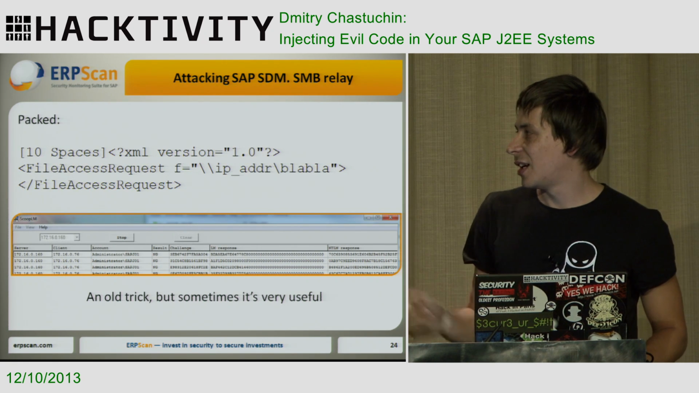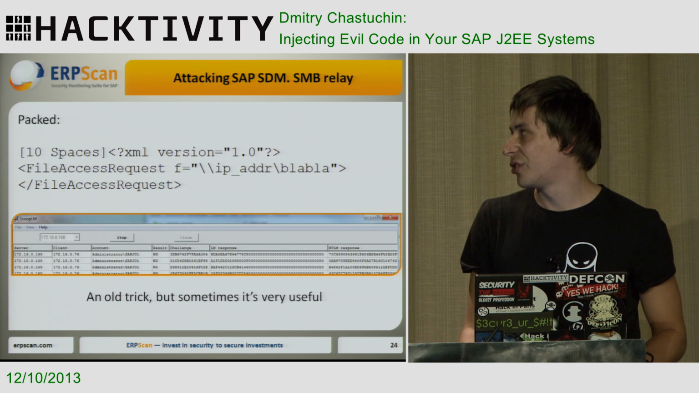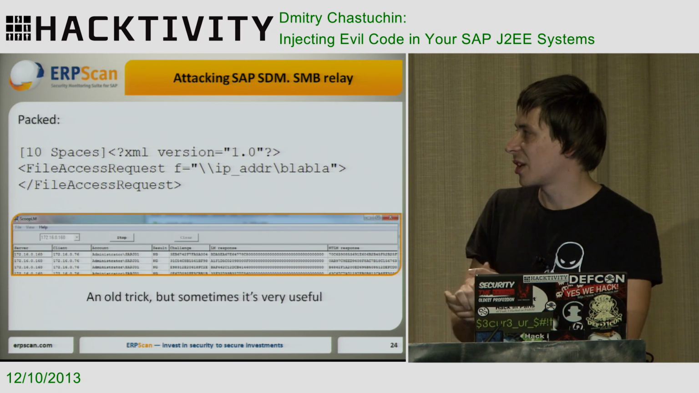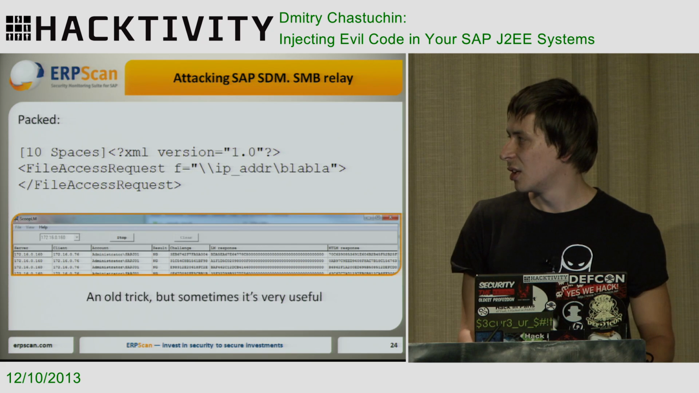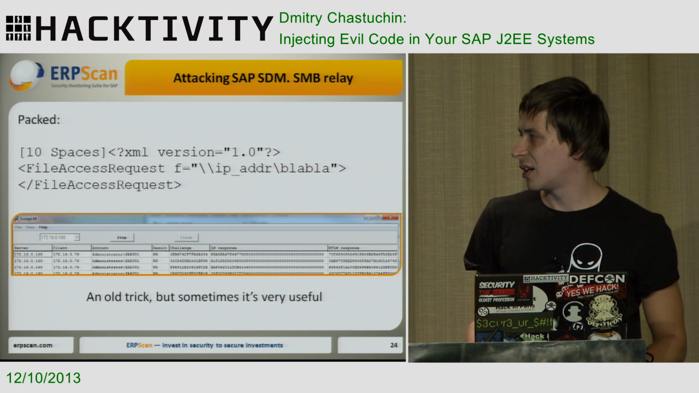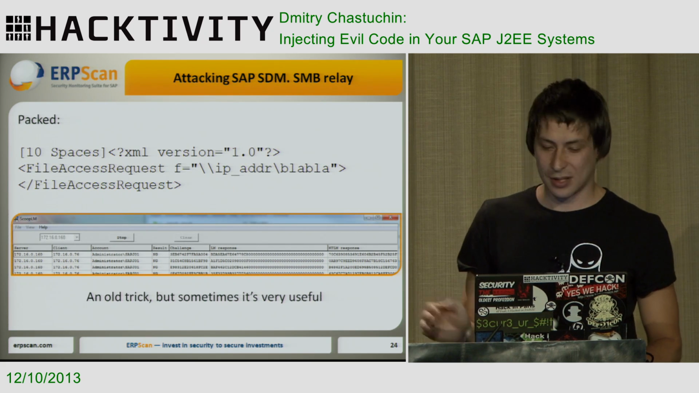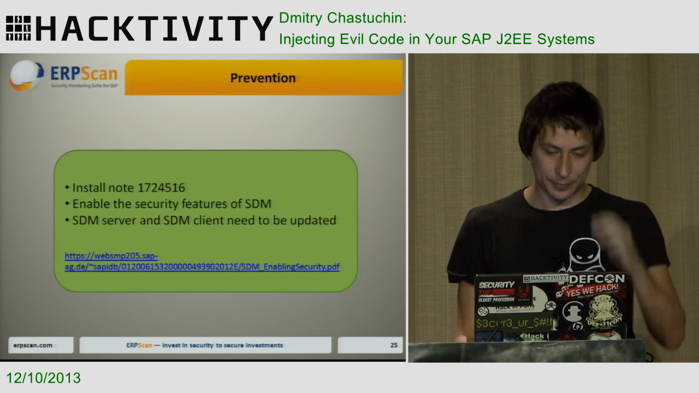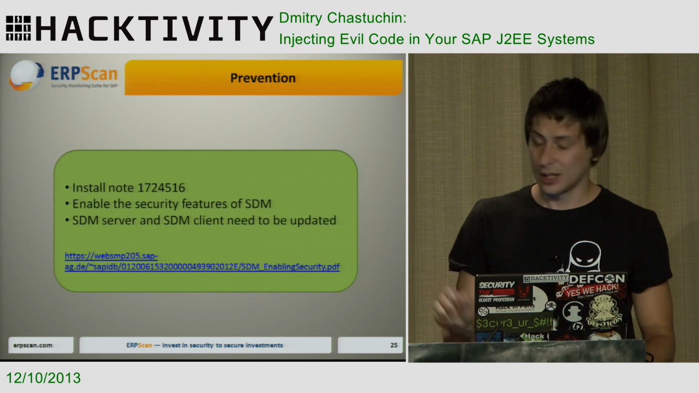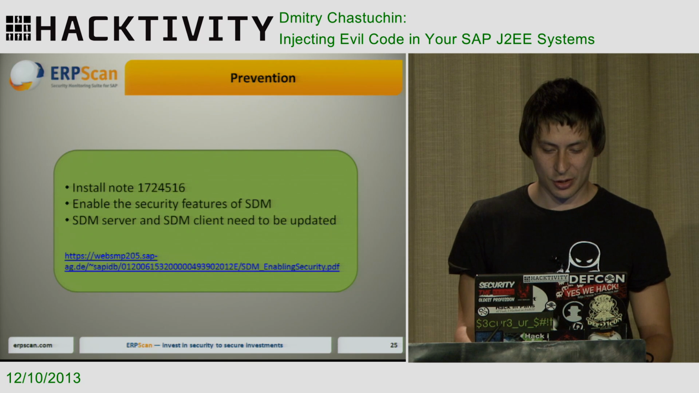Information disclosure and the assembly relay trick. It's an old trick which allows stealing the NTLM hash. It's a very old trick, only on Windows machines, but sometimes it's very useful. Boring. To prevent this attack, just install this SAP note and read these documents.